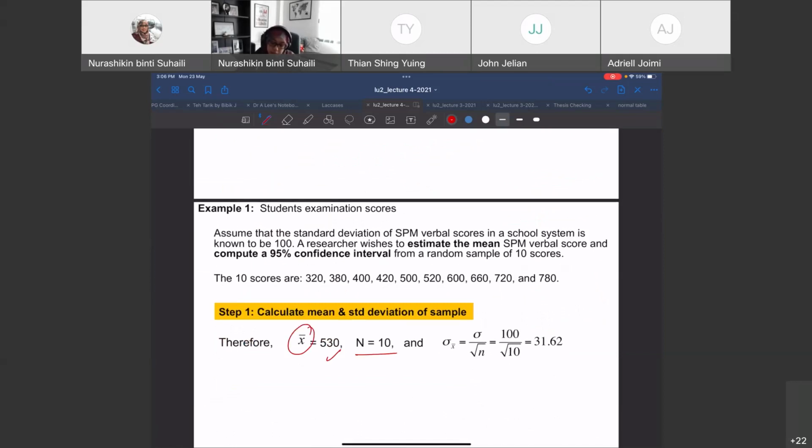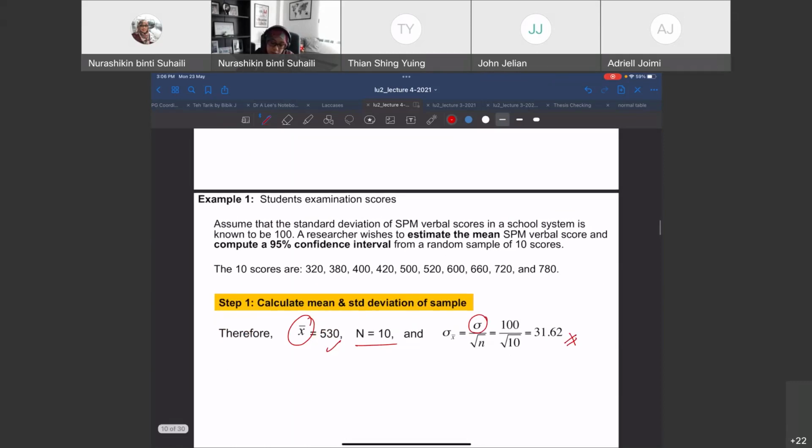The n is 10. And then how do you find the standard deviation of the sample? You apply the standard deviation of the population divided by the square root of 10. This one is this value, so that's 31.62.